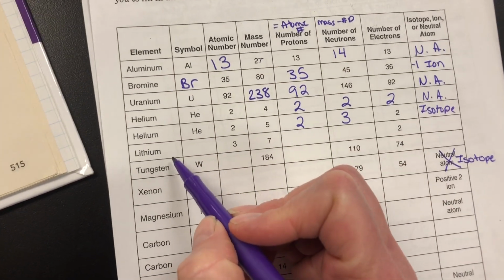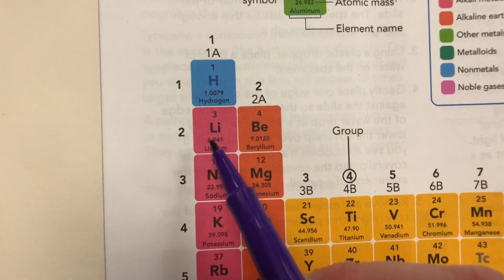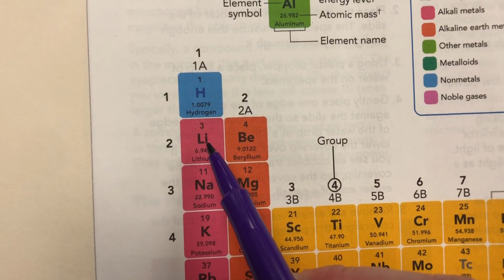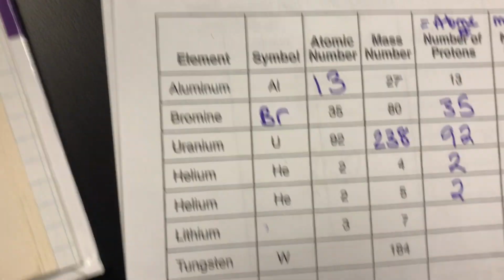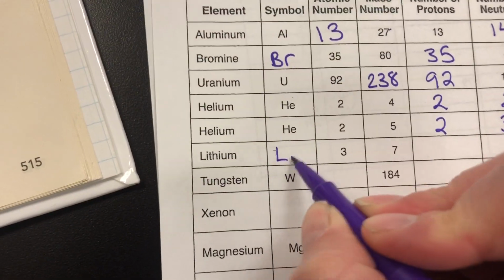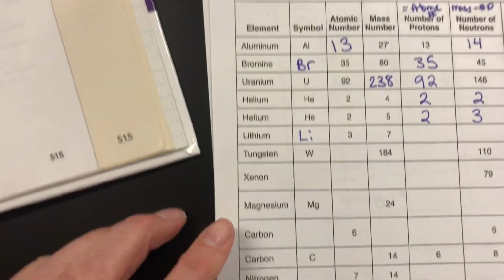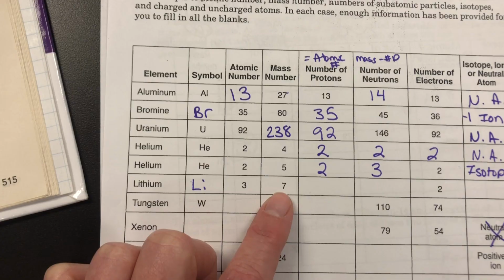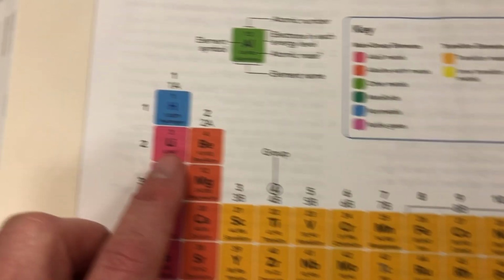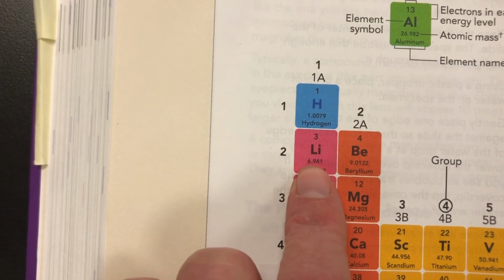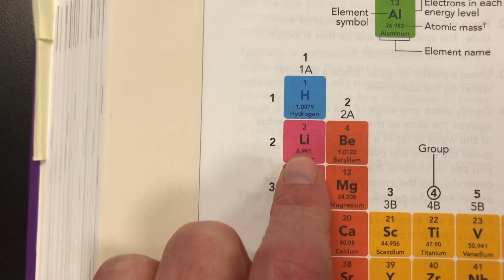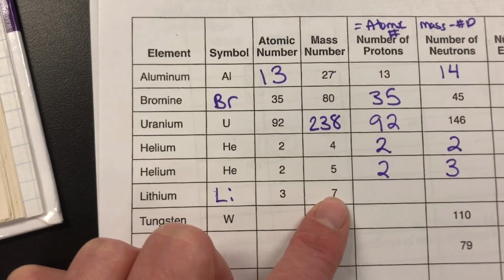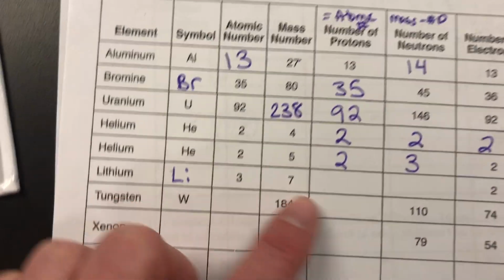Okay, lithium, we gotta find that symbol. Lithium is over here, okay? This is lithium, the symbol is Li. So we're gonna write Li in our chart. Okay, the atomic number is 3. The atomic mass is 7. Let's check that atomic mass and see if it's the same. So our atomic mass here is 6.9. If we round that to the nearest whole number, that's a 7. That's the same as in our chart, so this is probably not an isotope, okay?